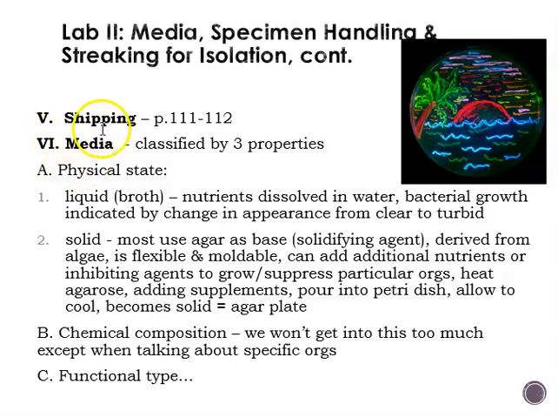Okay, now we're going to get into different types of media. So this is what you guys probably think of as your Petri dishes. This is just what we use to culture these organisms. So media is classified according to 3 properties. It can be classified according to the physical state, the chemical composition, or functional type. So physical state, we've got a few different types. You've got liquid or broth, where you have nutrients that are dissolved in water. And you would inoculate these with your swabs or your bacteria, with your specimen.